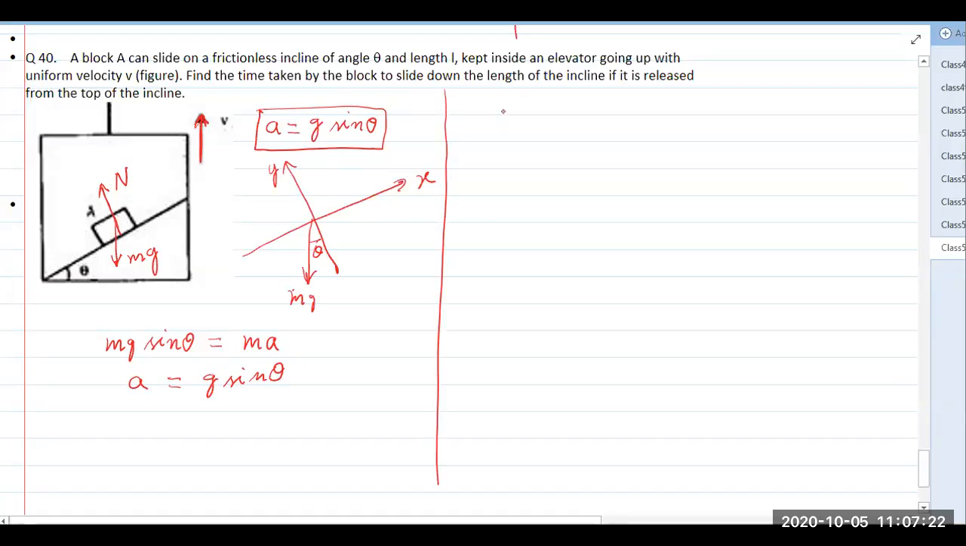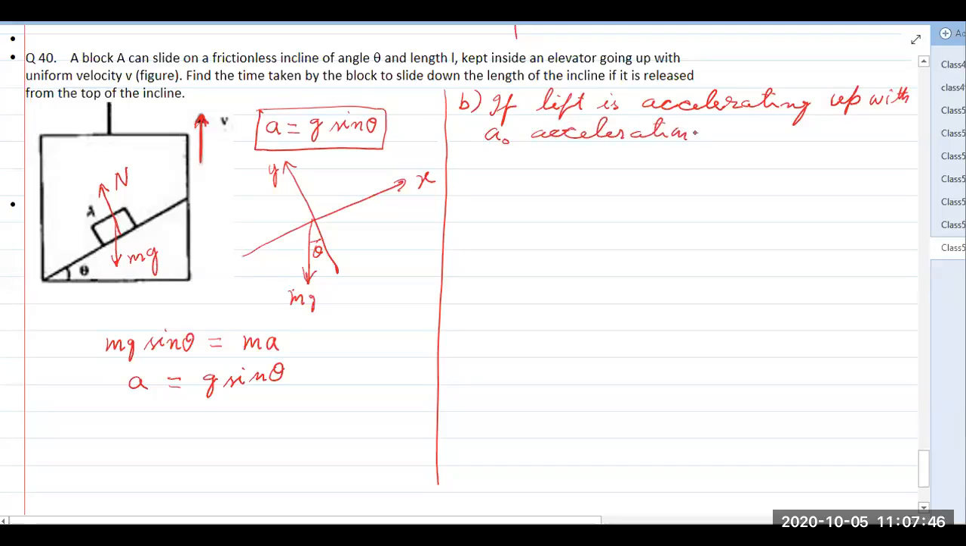Part B: if the lift is accelerating upward with acceleration a naught, then find the time taken. So in these two cases, the first case is given in the problem itself and the second case I am giving. Then find the time taken.